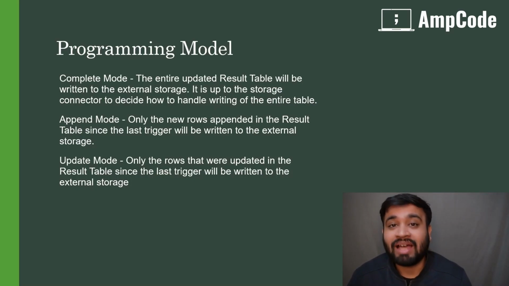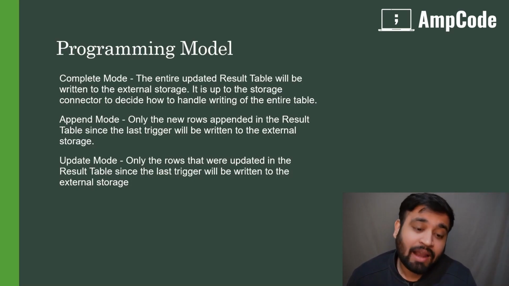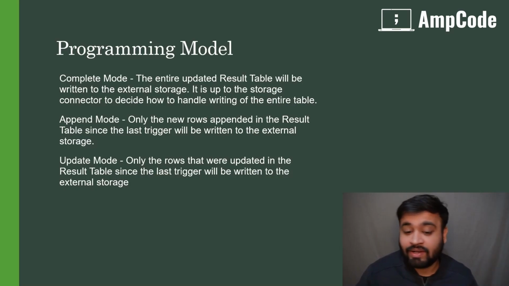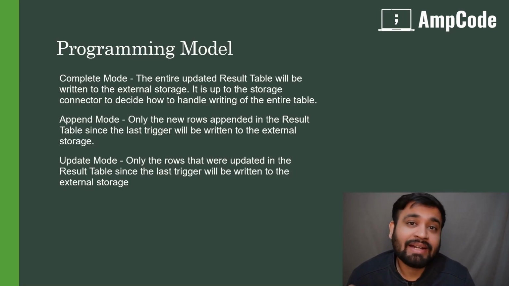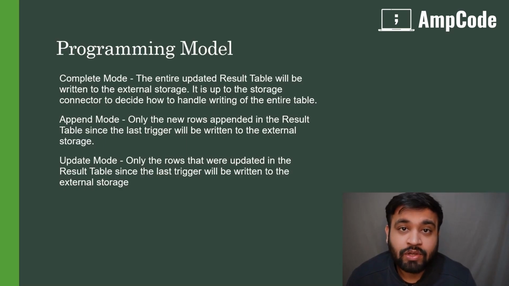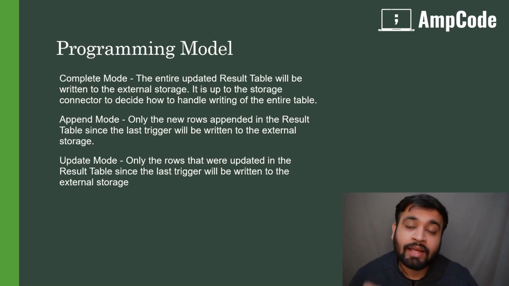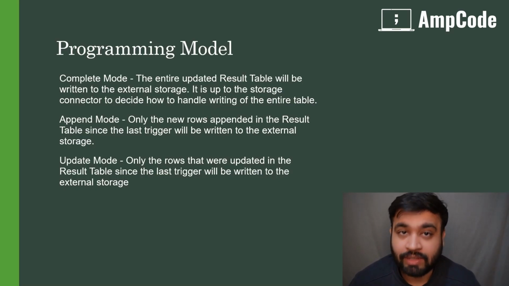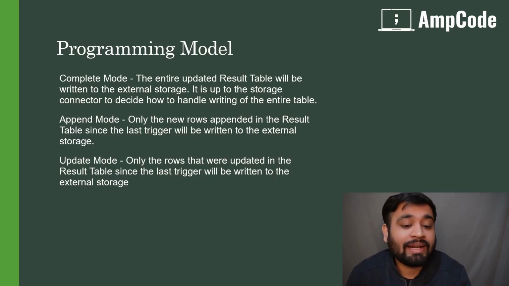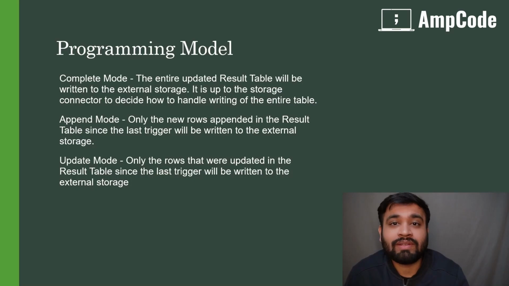And if we talk about the update mode, only the rows that are updated in the result table since the last trigger will be written to the external storage. So these are all the modes for writing the data. It's up to you what your use case is, how much data you're handling, and if there are any changes in the future in your existing incoming data. If the data is huge, you can rely on append mode, and if the data is getting updated, you can rely on the update mode, but you can also explore complete mode. So let's talk about them in our script.